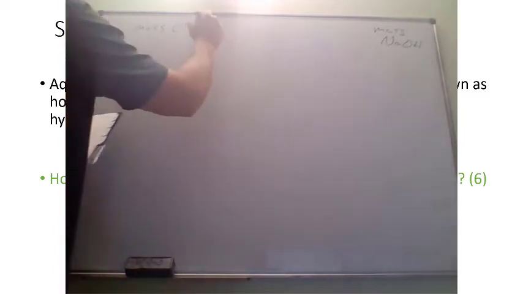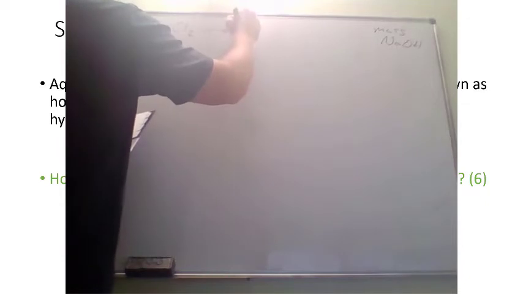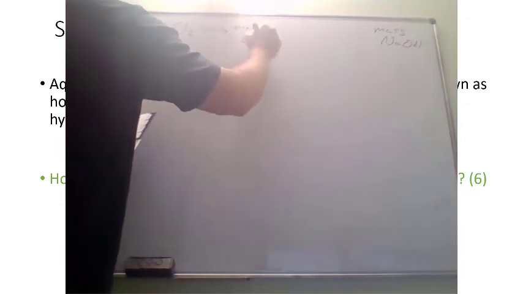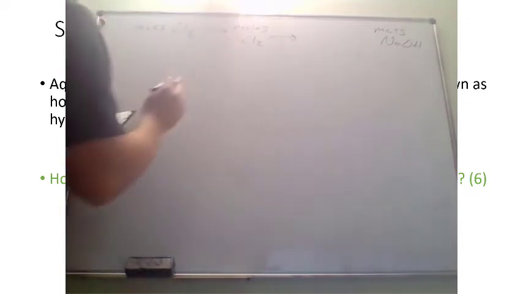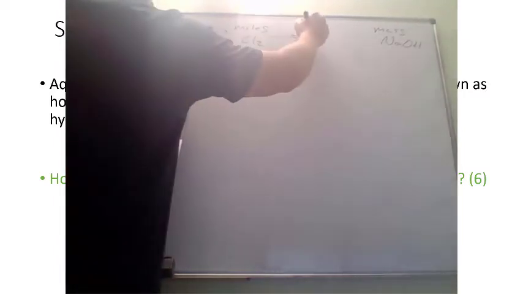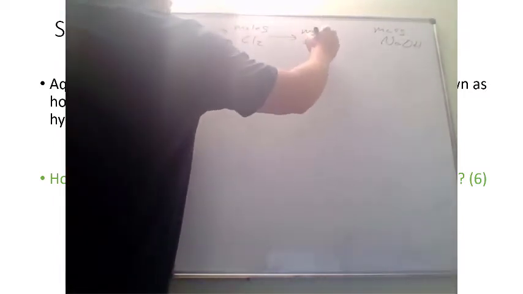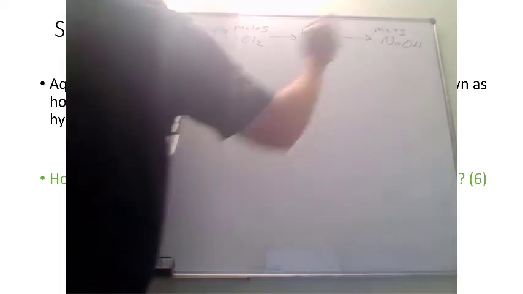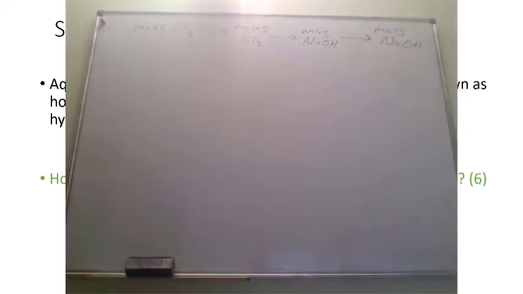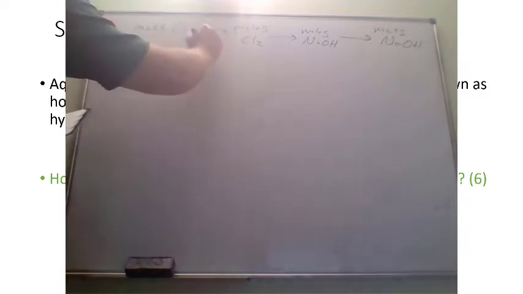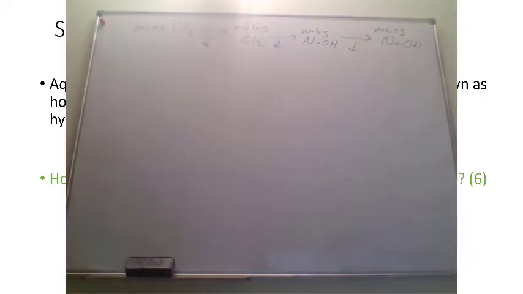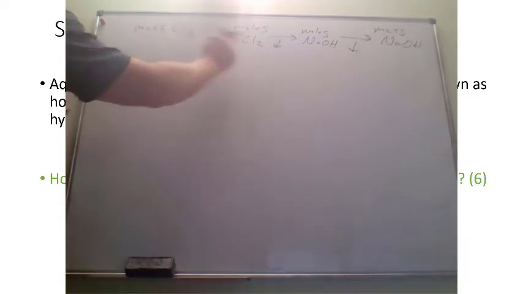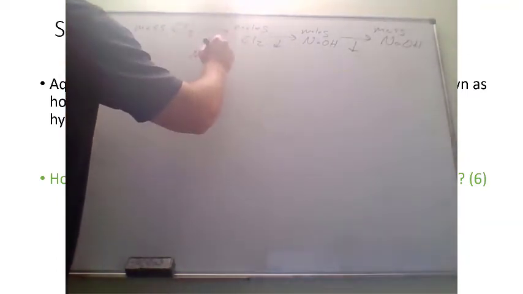So we need to first take the mass of Cl2 into number of moles of Cl2. Then we can convert from number of moles of Cl2 to moles of NaOH. And then we can convert from moles of NaOH to mass of NaOH. So now it's just a matter of identifying the proper conversion factors for each of these specific conversions. And so we know between mass and moles, we're going to be dealing with the molar mass of Cl2.